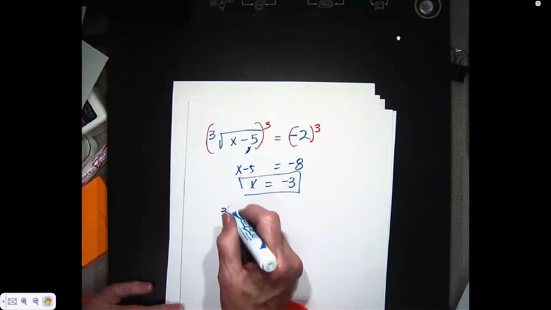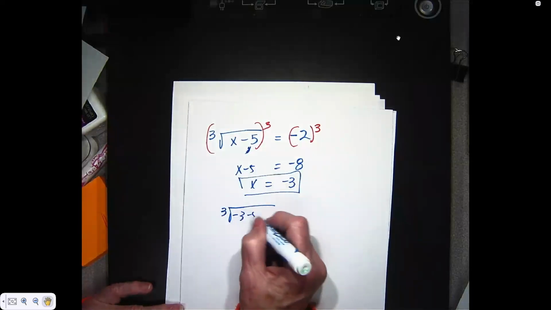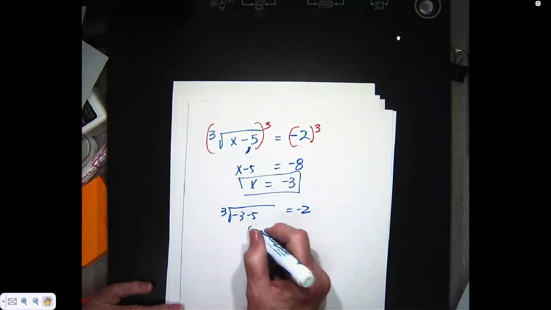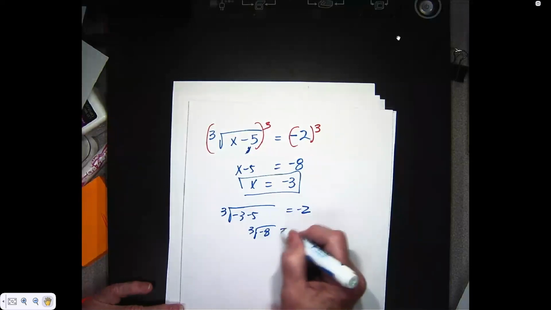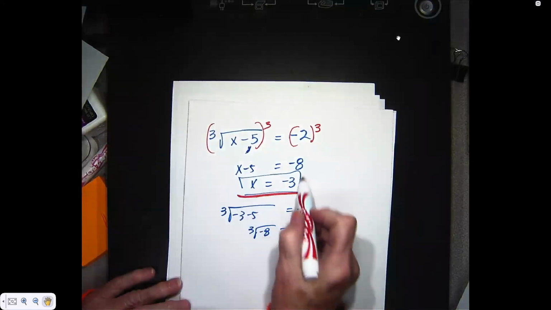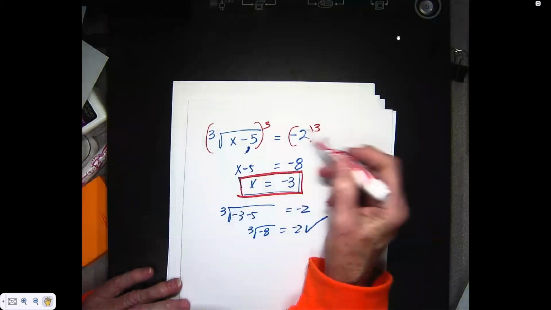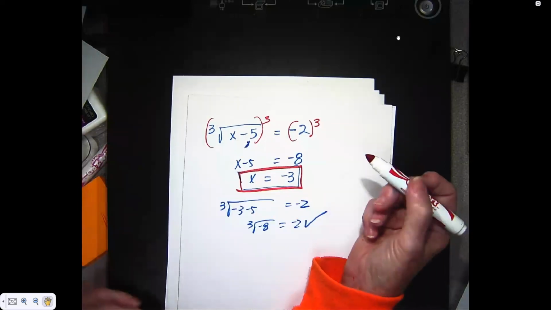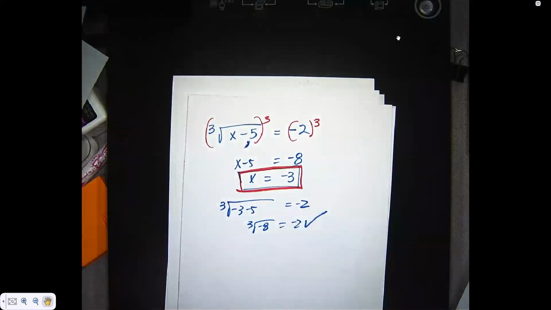Plugging it back in, the cube root of negative 3 minus 5 equals negative 2. So the cube root of negative 8 does equal negative 2. So that's okay. So just remember that if you have a cube or an odd root, it can equal a negative number. So that's basically all that we have for this.